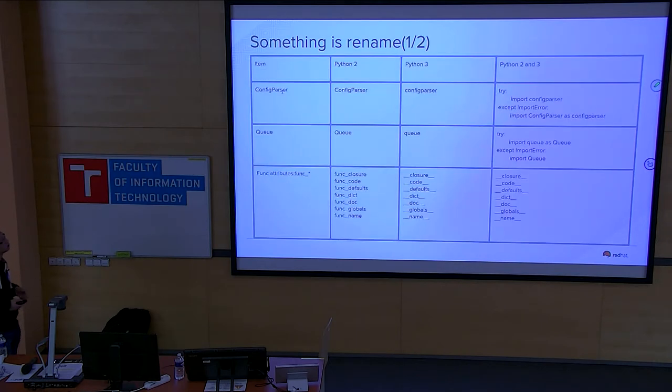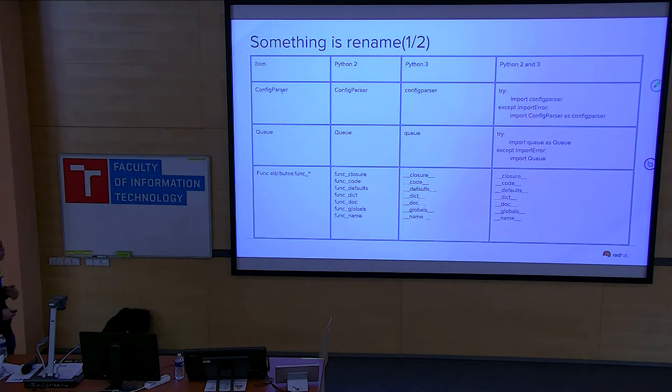Something is renamed, because on Python 2 there are some modules whose file name convention was not good. So in Python 3 they just changed that. So you can see ConfigParser, or the module, now it is lowercase, and it's applied to Queue.